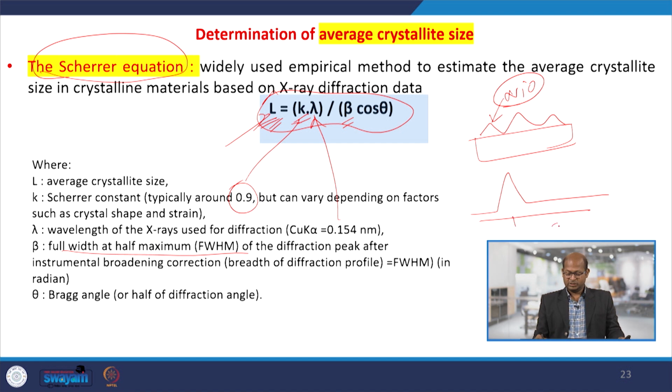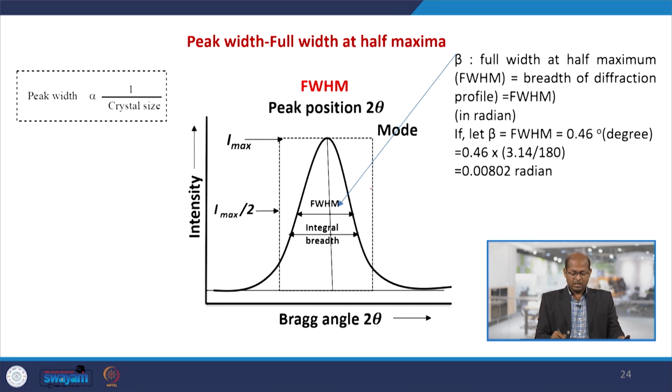So, let us say 2 theta value is the x axis and the y axis is intensity. Let us say at 20 degree 2 theta value this particular peak has come. At this particular point, the full width at half max we can find out. If the total height is I max, then I max by 2 is this particular point. This full width at half max would give us beta.